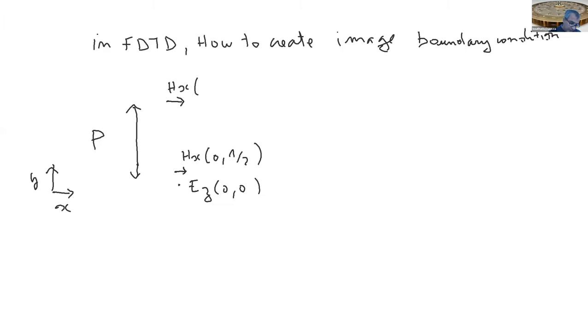The last one, 0, ny + 0.5. Just below it, we have EZ, 0, ny.